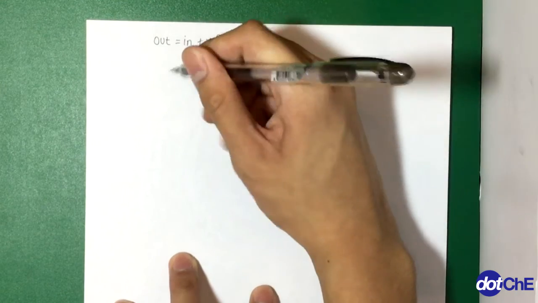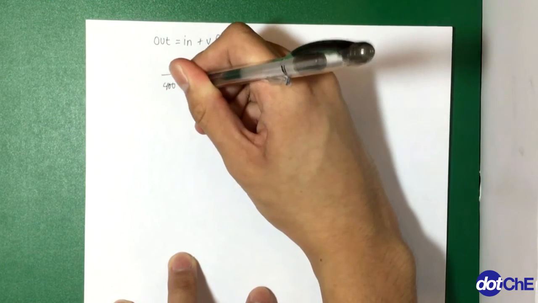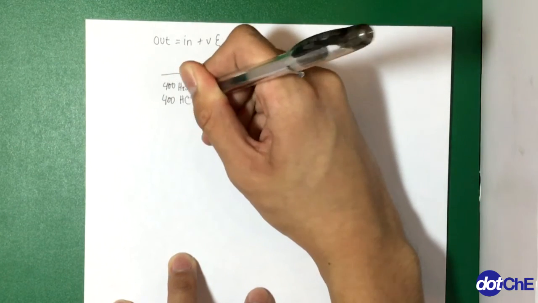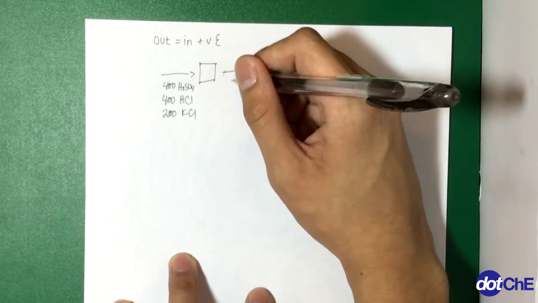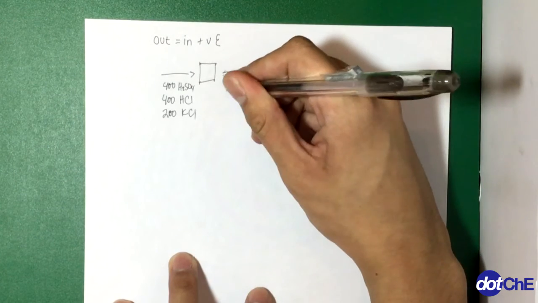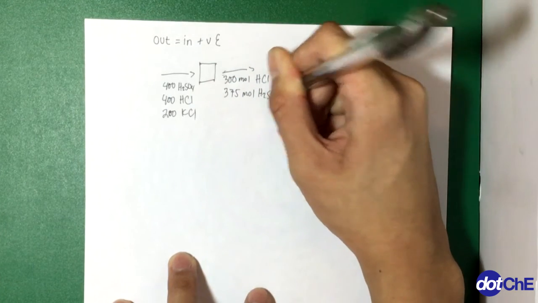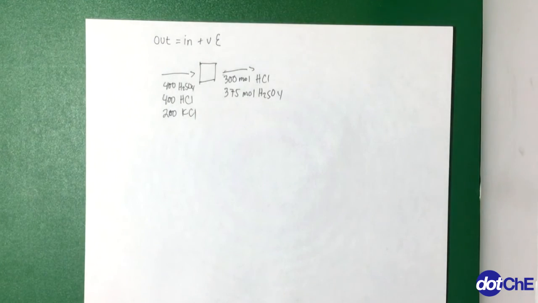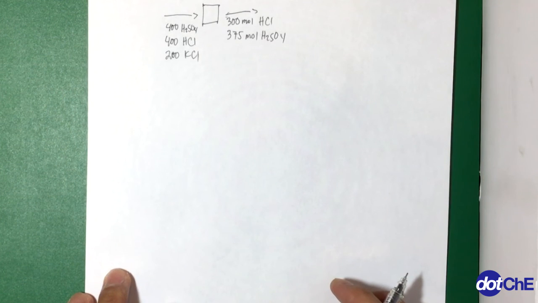So if we're going to draw it here, we know that what goes in is 400 moles of H2SO4, 400 moles of HCl, and 200 moles of KOH. What comes out, all we know is 300 moles of HCl and 375 moles of H2SO4. I hope the making of the diagram is clear. I'm sorry if it looks any less than beautiful. Anyways, let us solve for the extent of the two reactions.